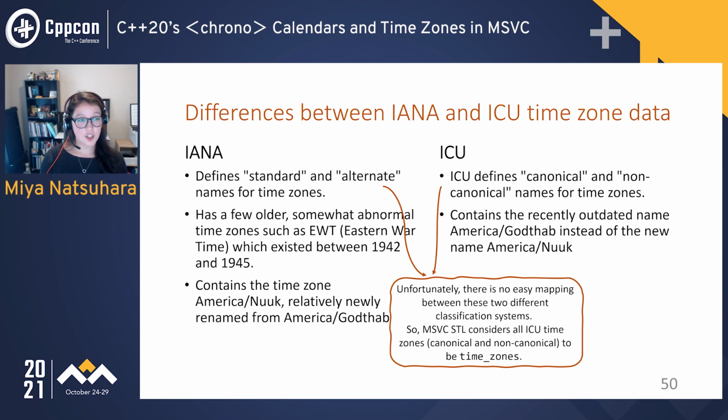So what we decided to do is essentially consider all ICU time zones to be time_zones. So when you interface with our version of the chrono header, what is going to be considered a time zone is a strict superset of what the IANA database would consider to be a time zone. So you should still be able to find everything in there that you want, plus a little bit more. The only exceptions being the few here, like Eastern Wartime and those very recent renames. This is the system that we determined would be potentially best for us.